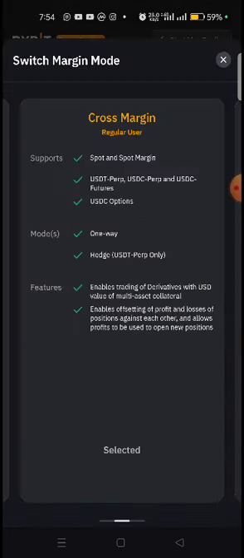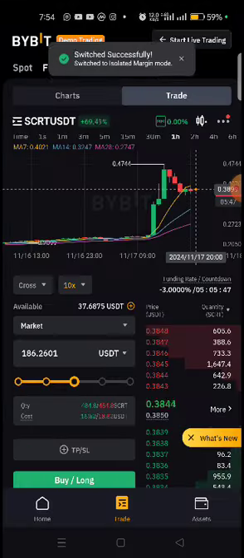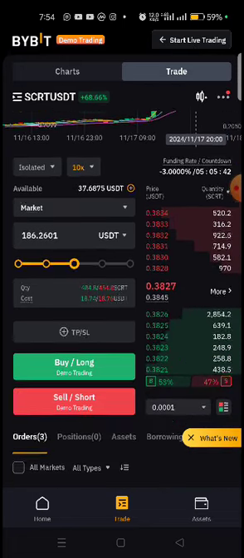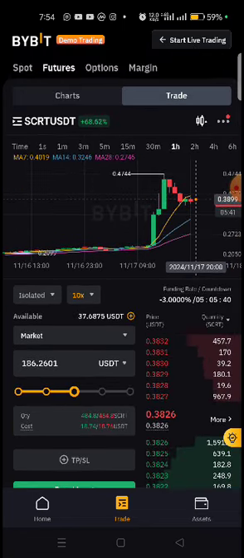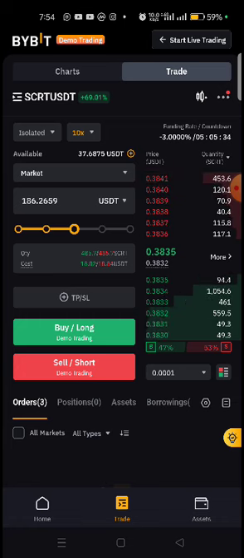I'm not going to put it on cross. I'll use isolated so that only the amount I will put is what will be at risk. That is what it means. So I'm putting it on isolated, and this coin is on a high price. You can see it was on 79, it's on 68, which means it's going down. So I would just decide to sell, that is to short it, let it go down.